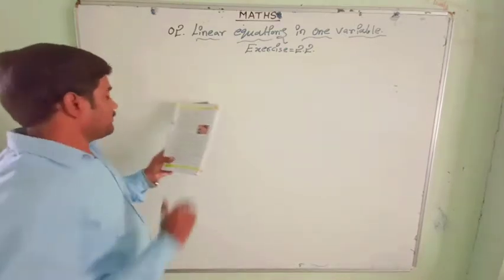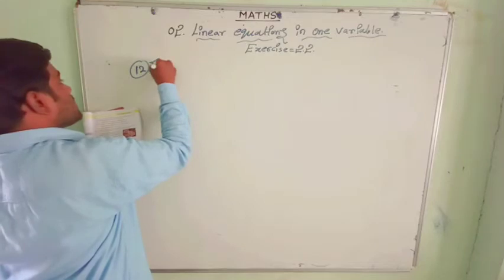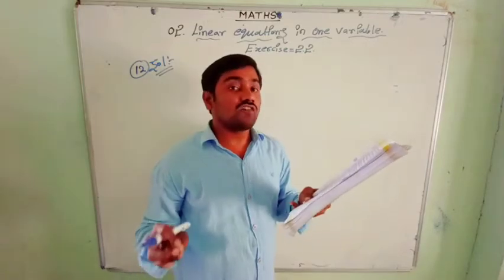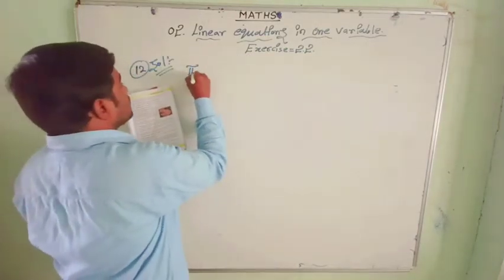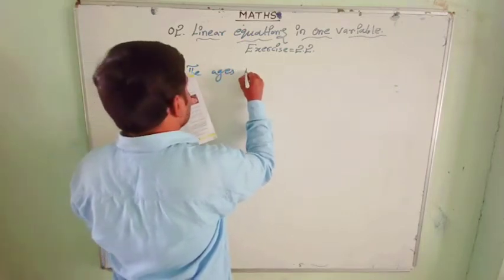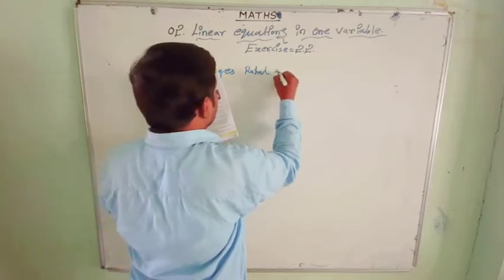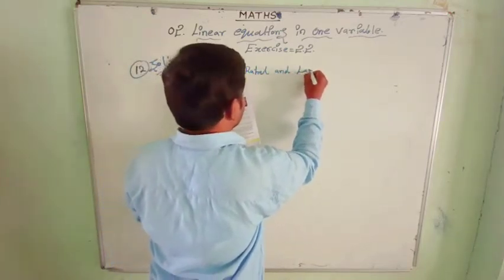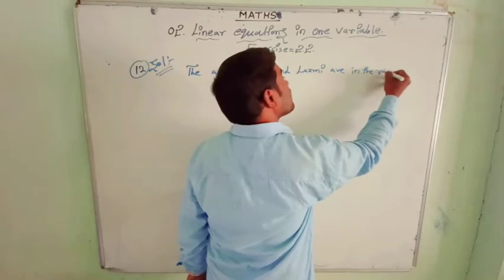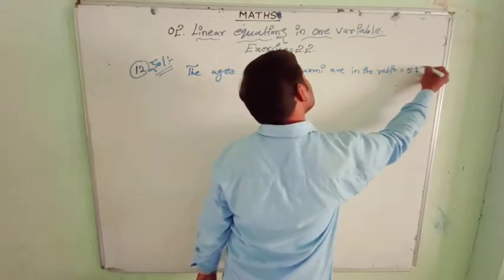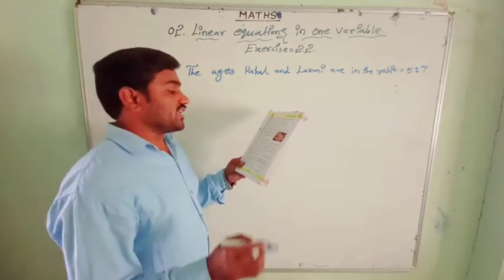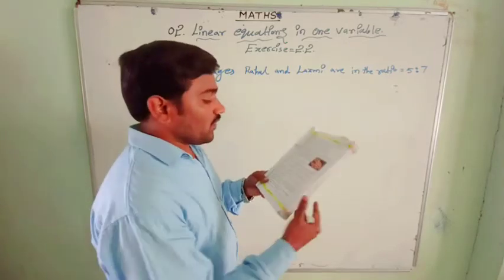Question number 12 here. See, the ages of Rahul and Lakshmi are in the ratio of 5:7. Then, 4 years later, the sum of their ages will be 56 years. What are their present ages?